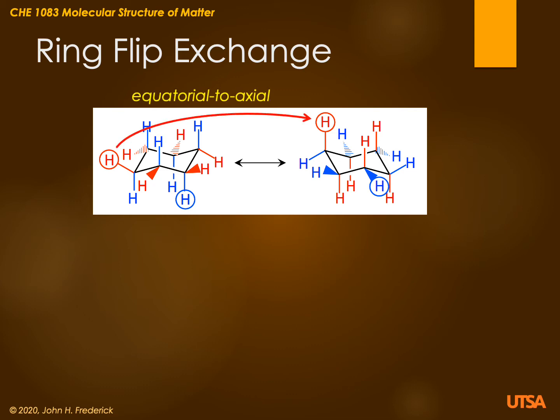So basically what has happened in this case is the two have flipped positions. We say equatorial has gone to axial and axial to equatorial, and this is going to be true of all of the positions in the ring. All the ones that were axial in the first place are going to end up being in equatorial positions. All the ones that were equatorial in the first place are going to end up in axial positions.